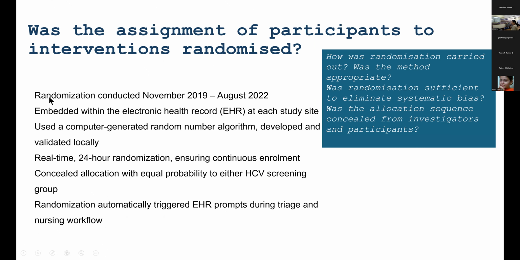Now back to the CAST questionnaire. Was the assignment of participants to the interventions randomized? How was the randomization done? Was the allocation concealed? Yes, this was a web-based randomization and allocation. A patient would get randomized and it was incorporated into the EHR, and an alert or a prompt would come up during the triage and workflow. So I think the randomization and allocation was done very well.